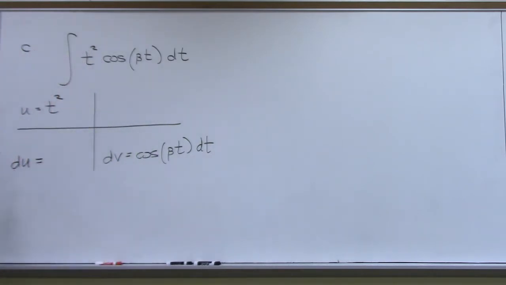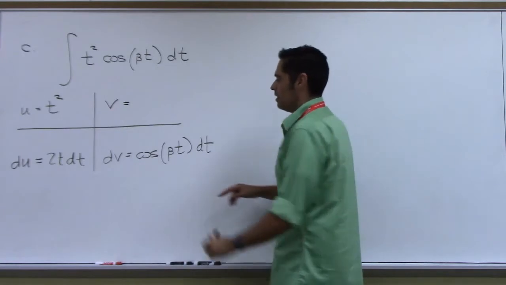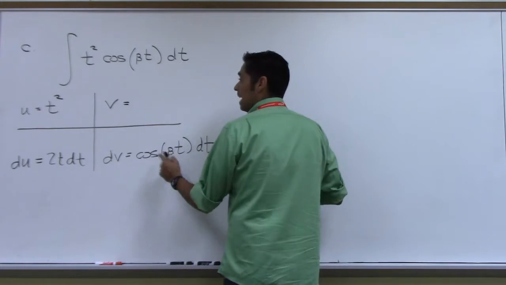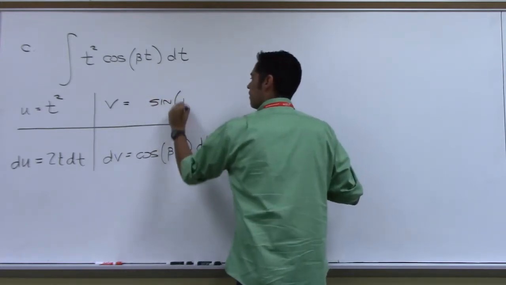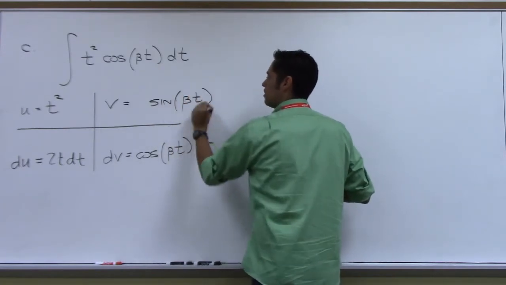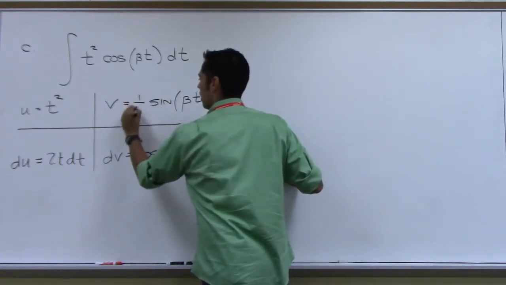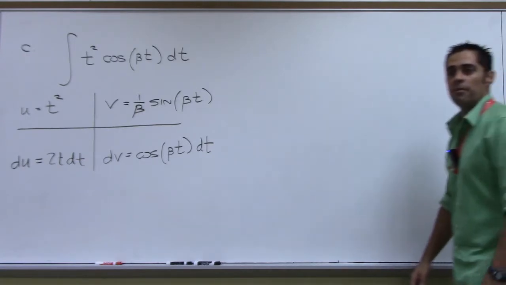What's du here? 2t dt. Sorry, yep, that's all right. And then keep going. Negative sine. Careful, you're doing antiderivative, not derivative. So it's sine of beta t. Now what's missing? There's something else. Remember, this is a linear expression in t. Over beta. Beta, there you go. Got it? Okay. So that's the proposed table for integration by parts.